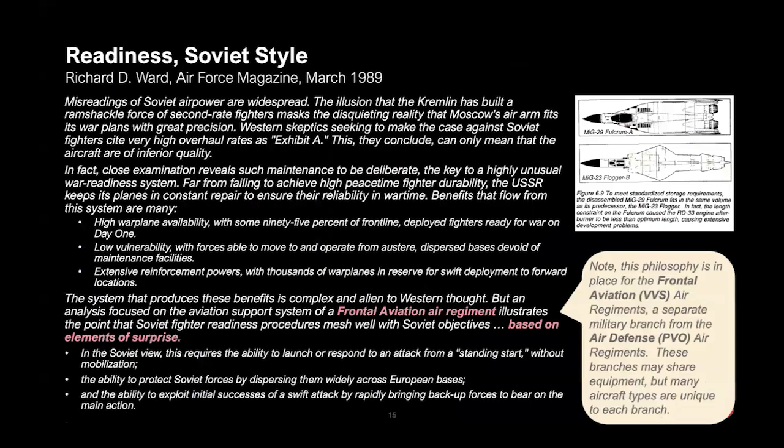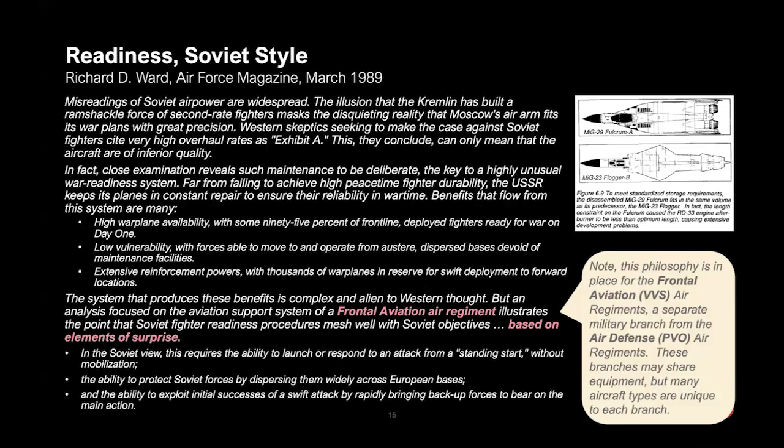So now let's talk a little bit about the Soviet side of things. I really like the writings by Richard D. Ward. I think he worked for General Dynamics, if I'm not mistaken. But this kind of sums up the feeling that the Kremlin has built a ramshackle force of second-rate fighters.